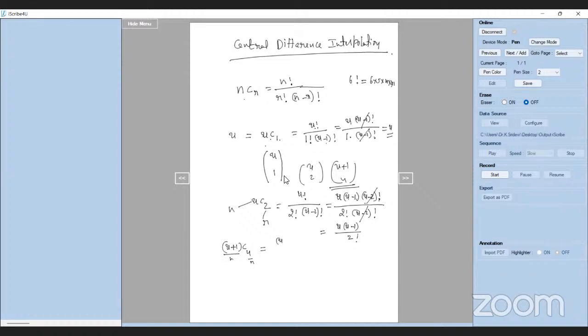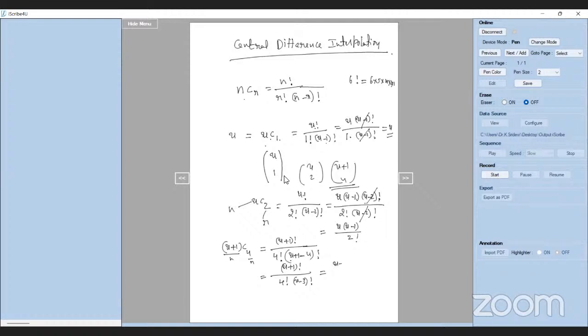So n factorial, that is (u+1) factorial by r factorial, that is 4 factorial into (n minus r). R is 4, so this is nothing but (u+1) factorial by 4 factorial into (u minus 3) factorial. Now simplify this one.